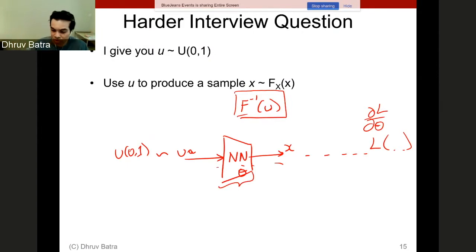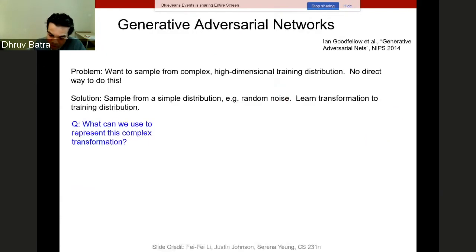Maybe it's not optimal for this neural network to learn F inverse. Maybe you don't really care about generating a sample from some distribution. I don't even know what that distribution is. I don't know what the distribution of X should be, but it doesn't matter. Whatever is necessary for optimizing that loss function will get learned is the argument here. So that's the idea of learning to sample, and that's the idea that shows up in generative adversarial networks.